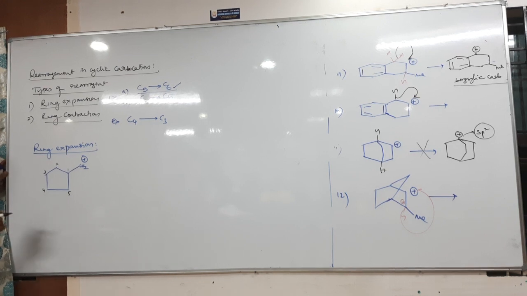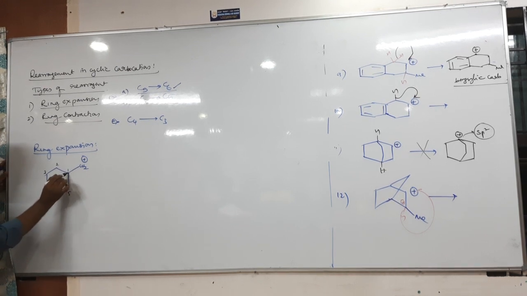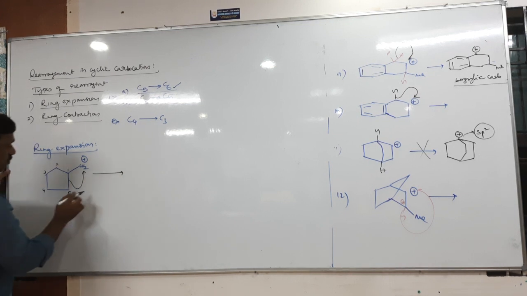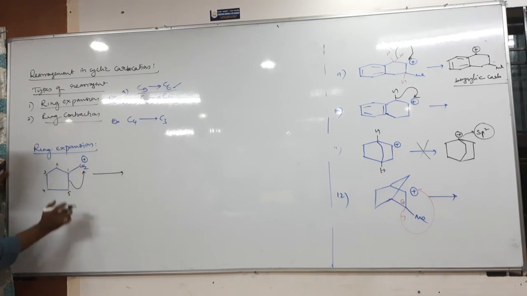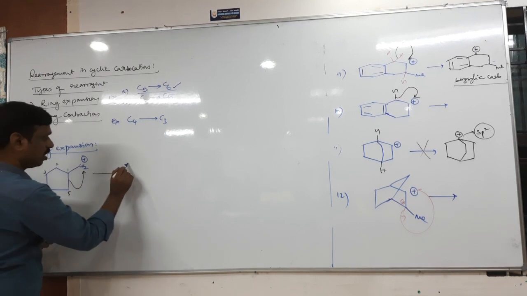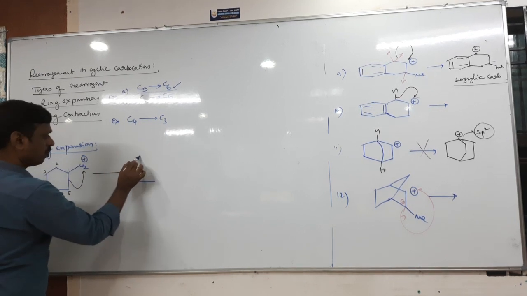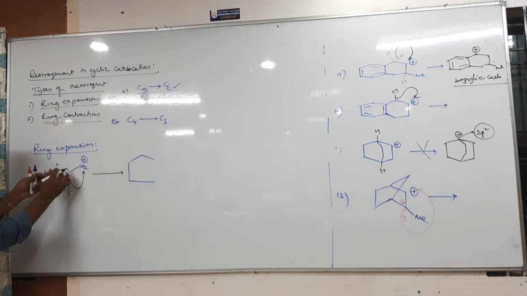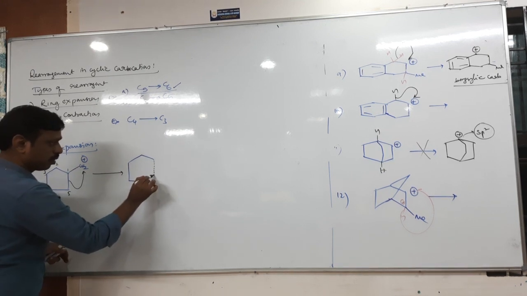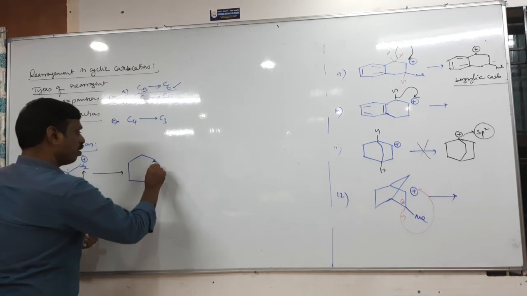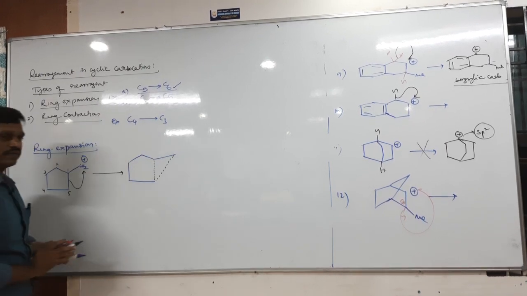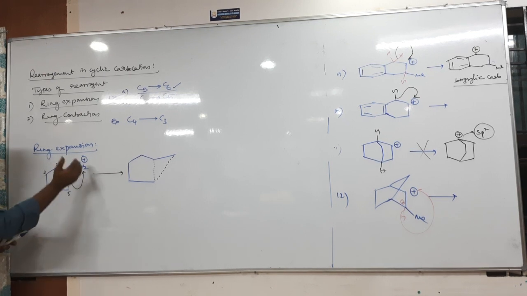Right, in ring expansion what happened? The bond, like it is between 1 and 5. So this bond shifted here because it's a 5-membered ring. This bond is shifted where? On the carbocation. Therefore, first you will get the intermediate structure. If you write the intermediate, it becomes easy to understand. In the intermediate, this bond is partially broken, and a new bond will be formed. It is partially broken, partially formed.